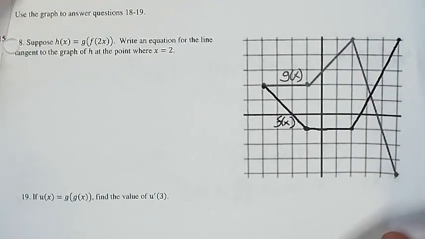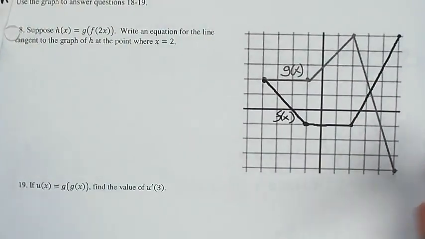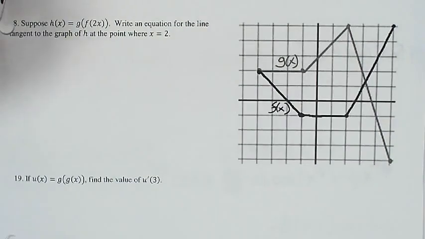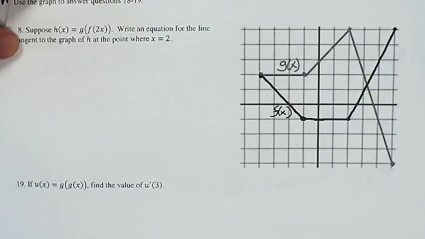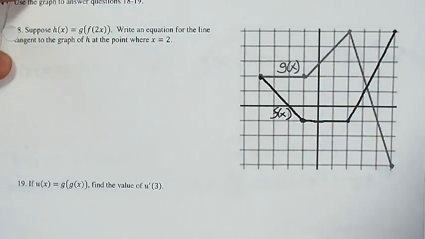All right, now we've got a graph situation, and I think I've got maybe the same graph but more questions about it on the extra practice, and I'll just be labeled more chain rule examples on my channel. Suppose h is g of f of 2x. Write an equation for the line tangent to the graph of h at the point where x equals 2.